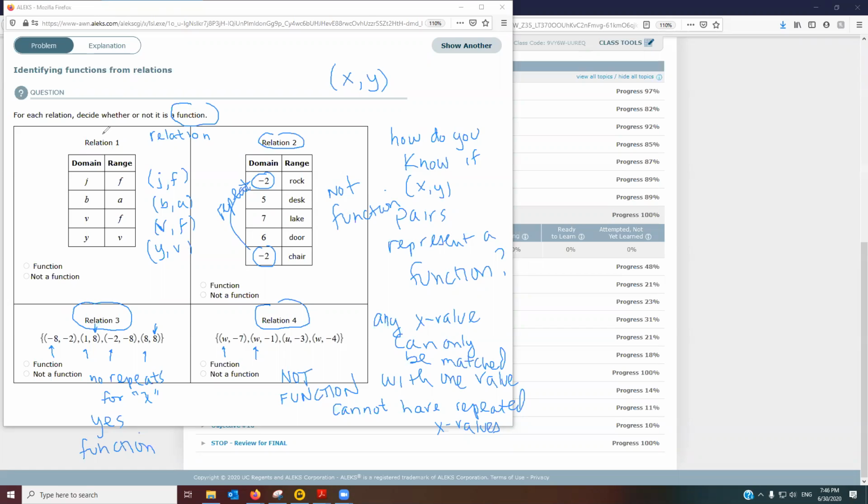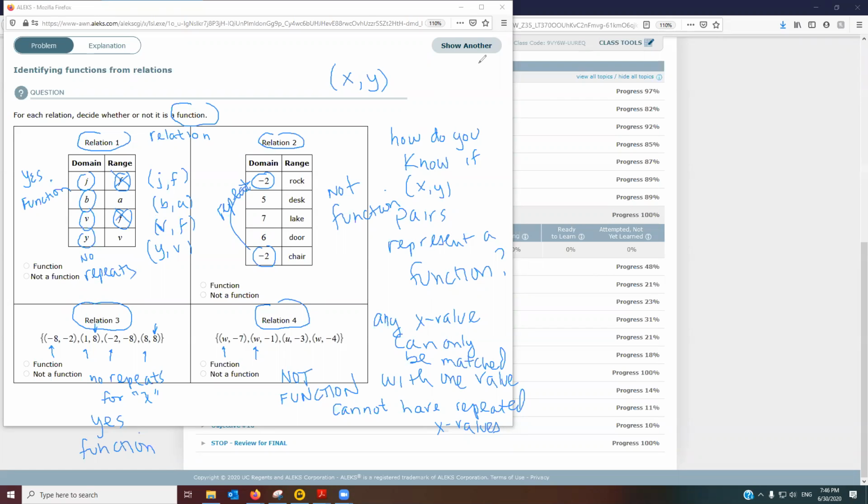Let me go to relation 1. I'm seeing a J, a B, a V, and a Y. Notice there's no repeats. So yes, this is a function. Remember, don't look at the Y values, because you might look here and say, oh, here's an F and here's another F. But that doesn't matter. You don't look at the range. You only look at the domain if you're interested in the question about whether these relations represent functions.